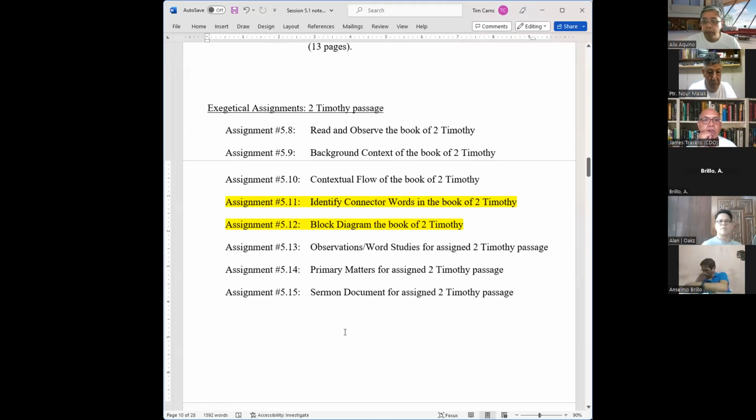The first assignment will be to identify the connector words in the whole letter of 2 Timothy. So not just your passage, but the whole letter. Okay. So that's going to take a little bit of time, and then diagram the whole letter, not just your preaching passage, but the whole book of 2 Timothy. All right. Those are going to be the unique part. Before, what I just gave you was diagram of your passage, and then that was it.